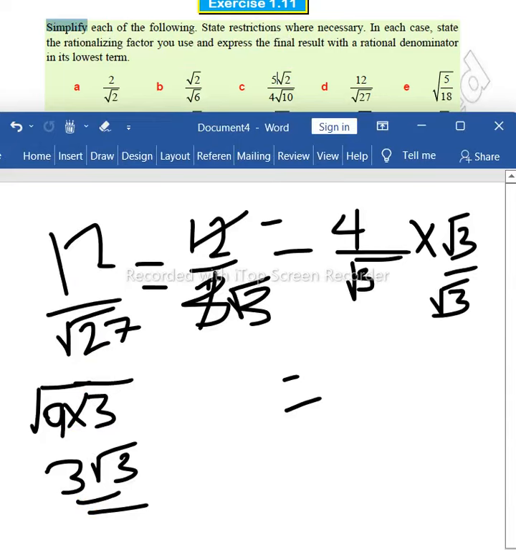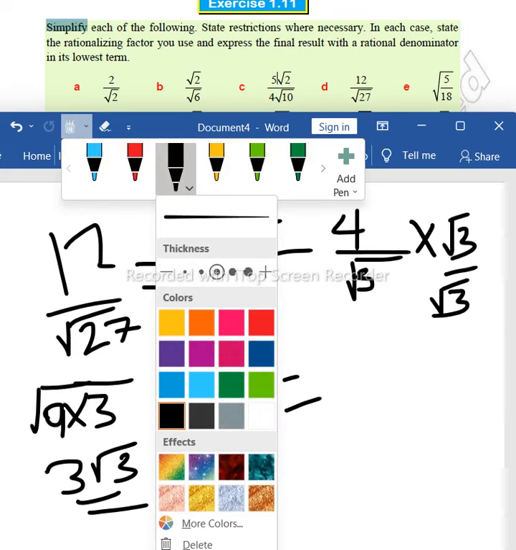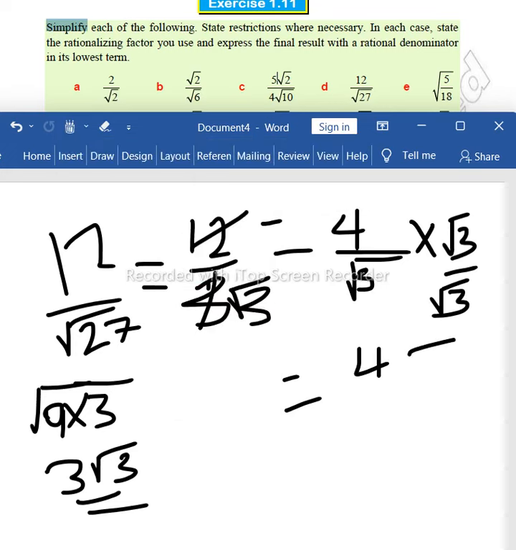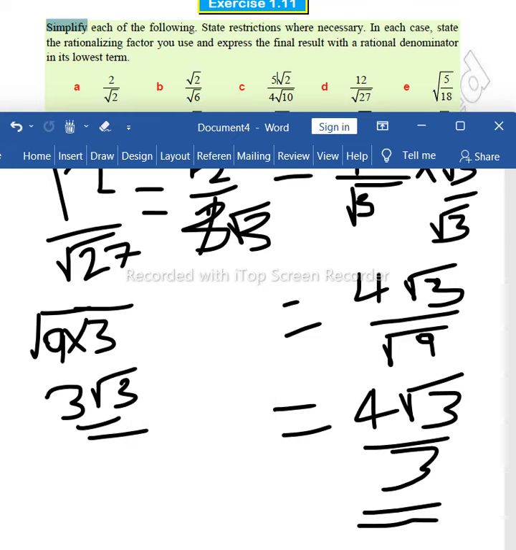Now we multiply this. So we have to multiply this 4 times the square root of 3, it gives us 4 square root of 3 over 3 times the square root of 3 times the square root of 3, which gives us the square root of 9. The square root of 9 we can simplify again. So the square root of 9 means 3. So the final answer of letter D is 4 square root of 3 over 3.